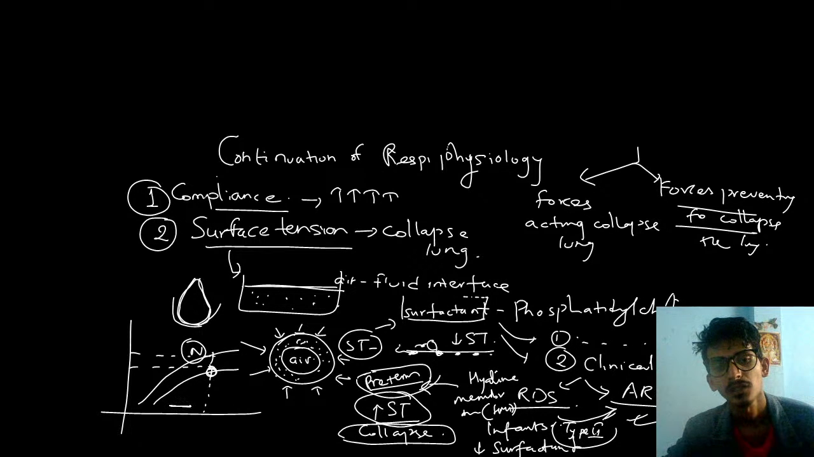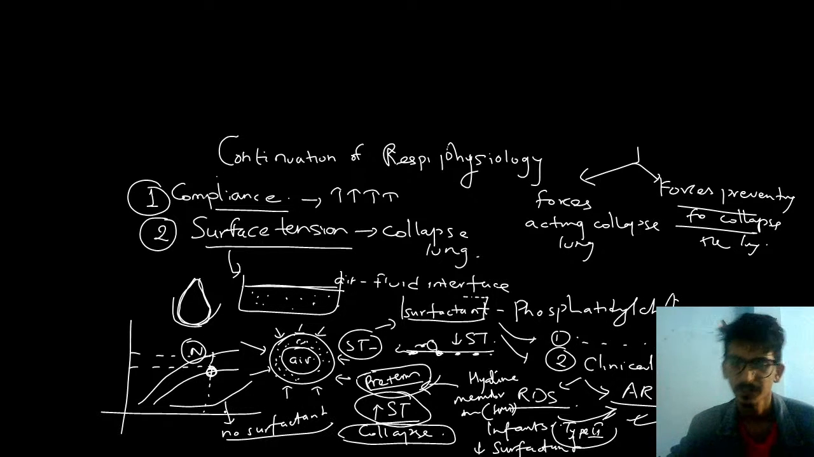Suppose this is the curve with no surfactant molecule, no surfactant. What this graph basically means is that if we have no surfactant in our lungs, then it is very hard to distend our alveoli, because so much pressure is needed to achieve a certain volume.